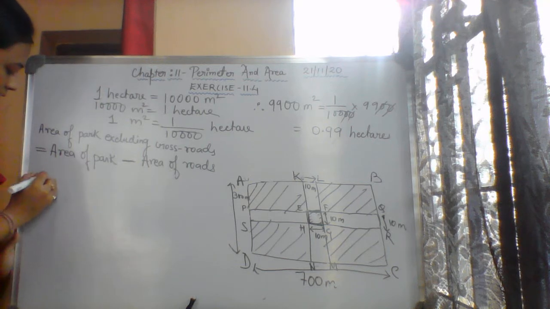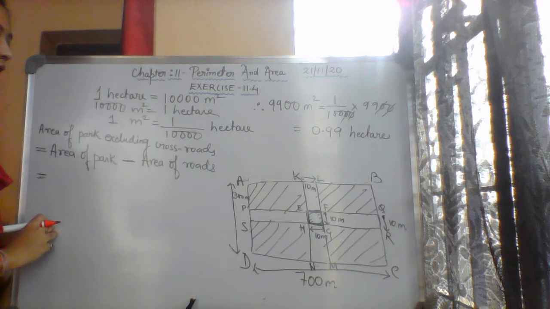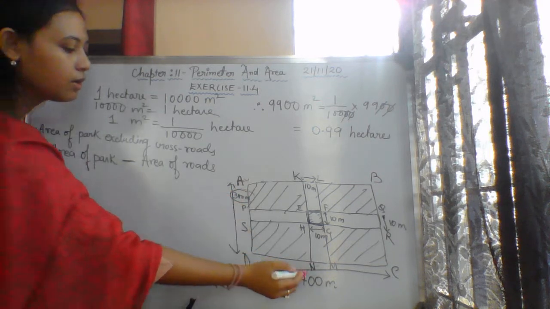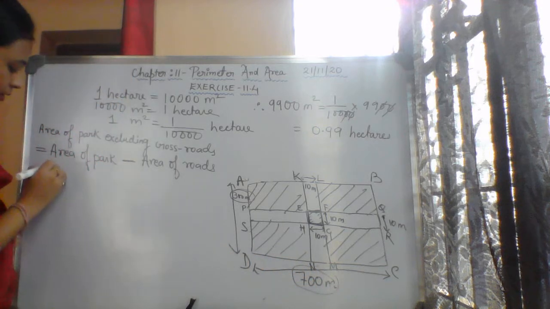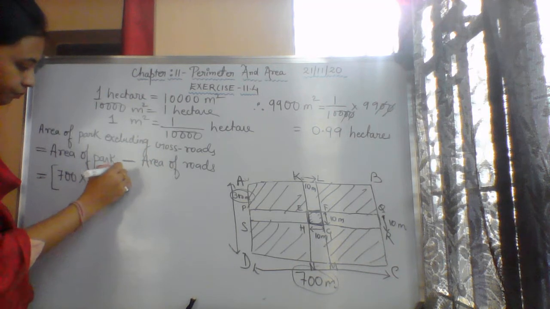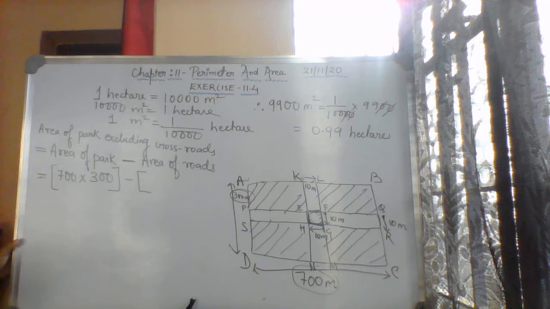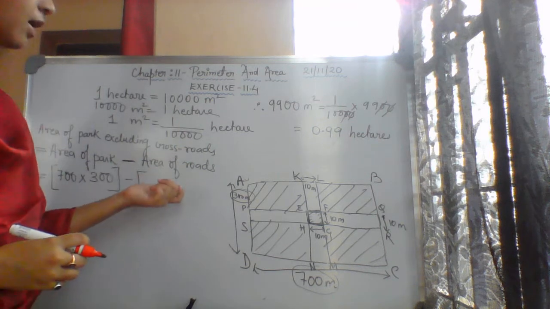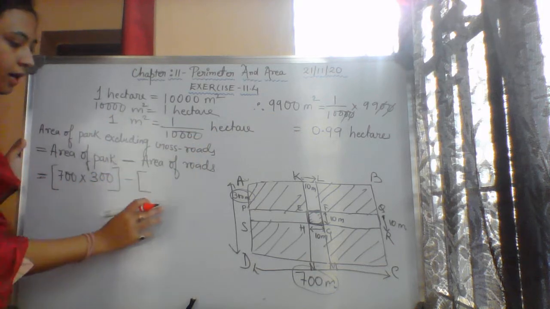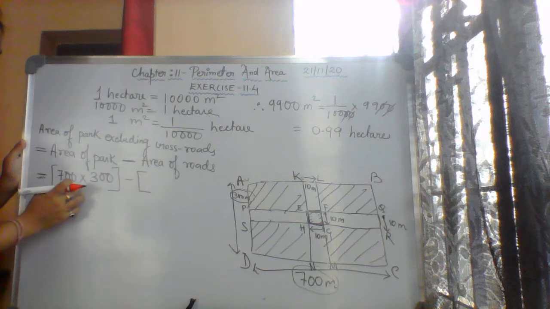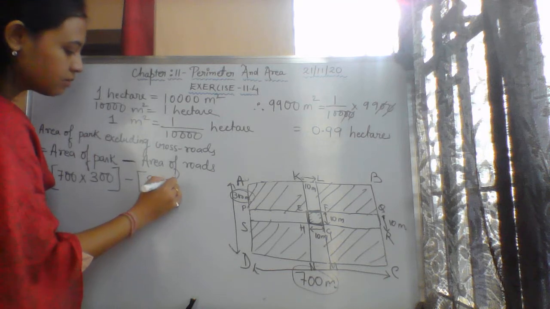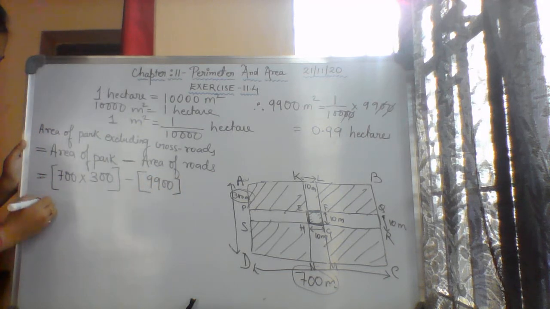Okay, so the area of the park is in rectangular shape. So area will be length into breadth. Length we have, breadth also we have. Okay, 300-meter breadth, 700-meter length. So it will be length into breadth. So 700 multiplied by 300 minus area of the roads. We already have the area of the road just now, that is 9900 meter square. We are not considering hectare here because this is meter into meter, meter square. So the meter square value only I will take. So 9900 meter square.